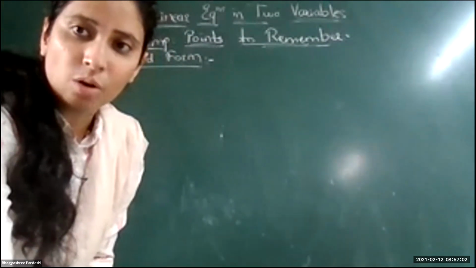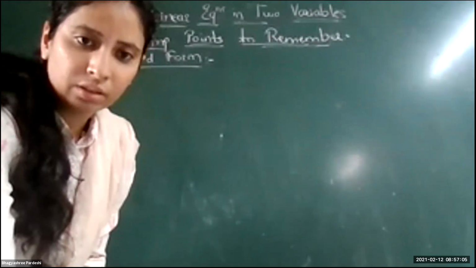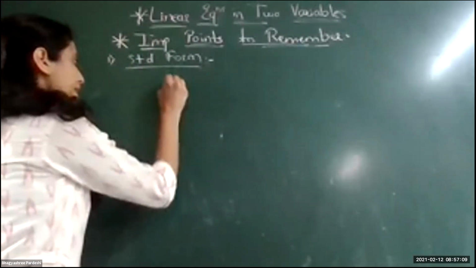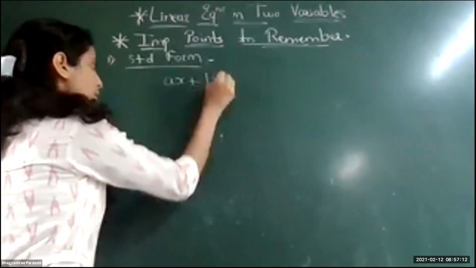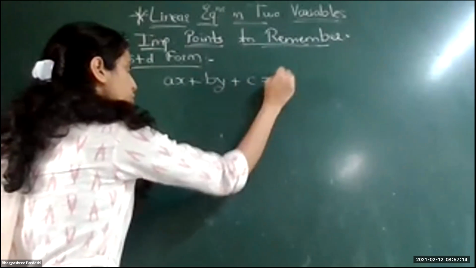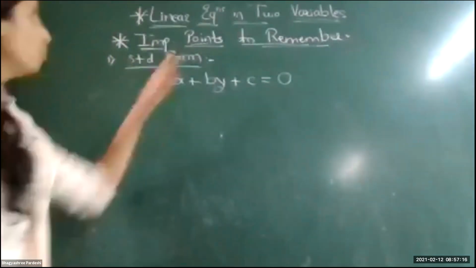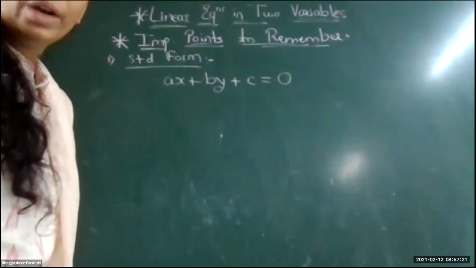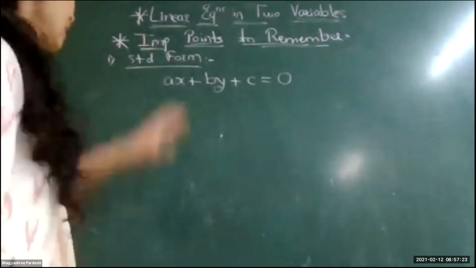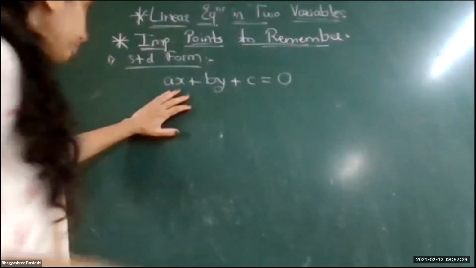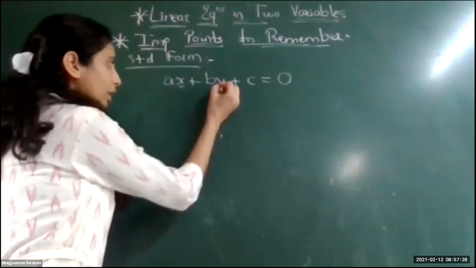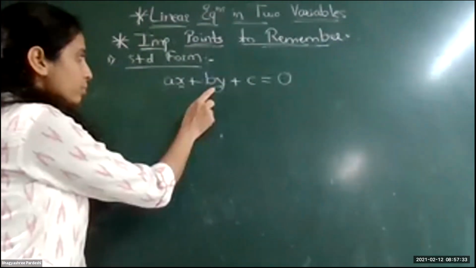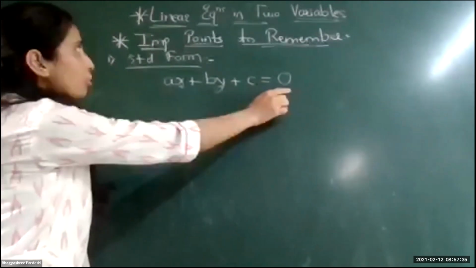Can anyone tell me the standard form of the linear equation? ax plus by plus c equals 0. Okay, very good. We are seeing a linear equation in two variables, right? This is our standard form for it. Remember one thing: since it is two variables, look here, this is x and y. We have taken the two variables. And next is ax plus by plus c equals 0.